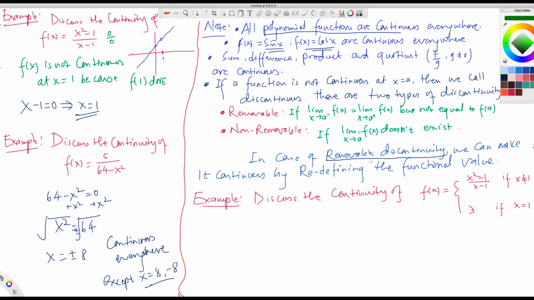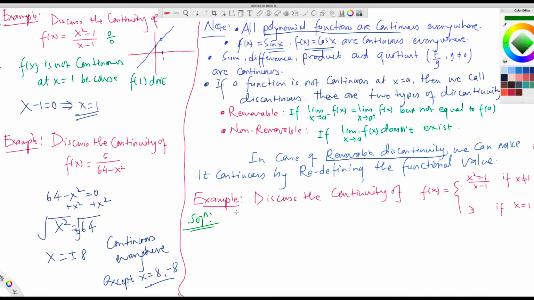Again, in case of the removable discontinuity, meaning if the limit exists, then we can make the function continuous by redefining the function value. Suppose the function is not continuous, but the limit exists, meaning the functional value is not equal to the limit of the function, okay. In that case, we will be able to redefine the function and then make it continuous. Let us see this example. Let us see the solution, okay. So we want to check the continuity of this function.